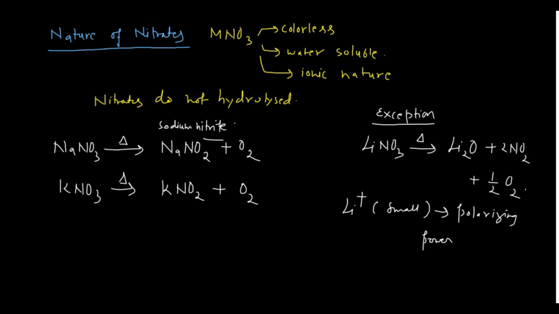Polarizing power is high, so it will polarize oxygen to form the lithium oxide. Okay, because you know the oxide is also a very small ion. So they actually interact to form the lithium oxide.